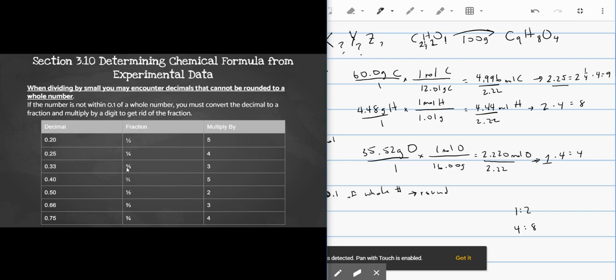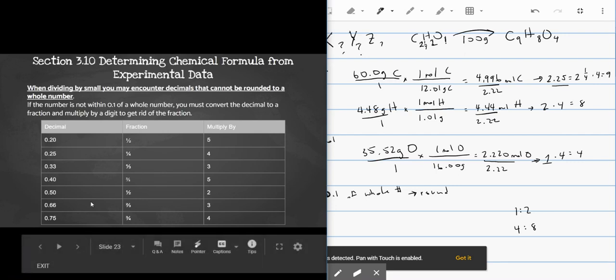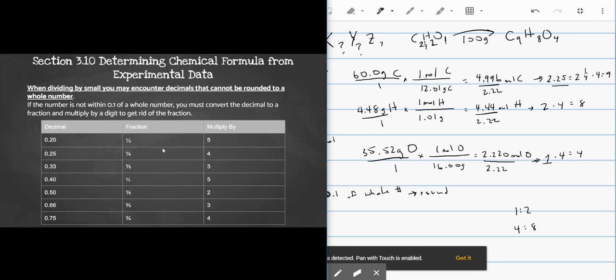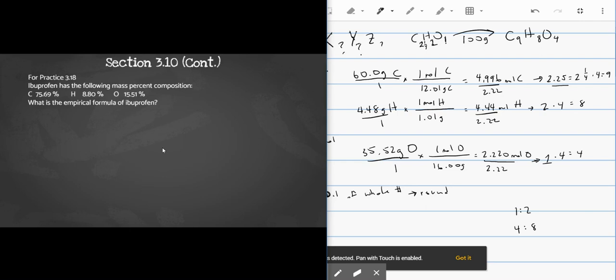0.33 is equivalent to 1/3 as a fraction, so we would multiply them all by 3 to get rid of it. 0.4 is 2/5, so we're going to multiply by 5. 0.5 is half, so we'll multiply them all by 2. 0.66 is 2/3, so we multiply by the denominator of 3. And 0.75 is 3/4, so we're going to multiply them all by 4. So this is just an example of decimals you might see that are not within 0.1 of a whole number that you would have to change to a fraction, and then you'd have to multiply by this number to get rid of the fraction.